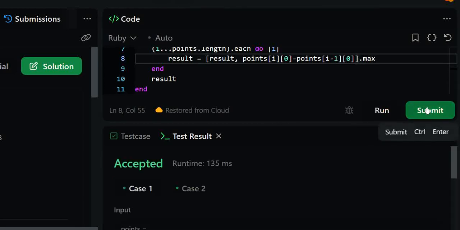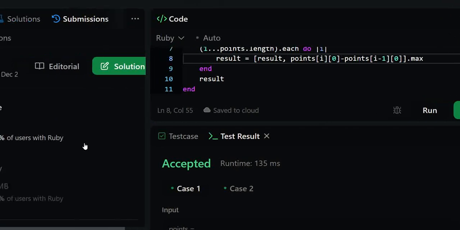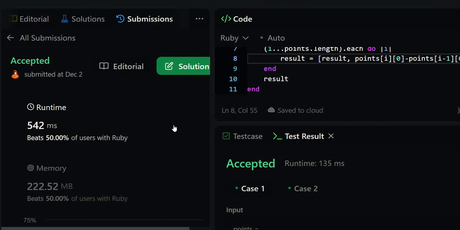So now let's submit this. Okay, so this is also accepted, and this was the whole explanation.